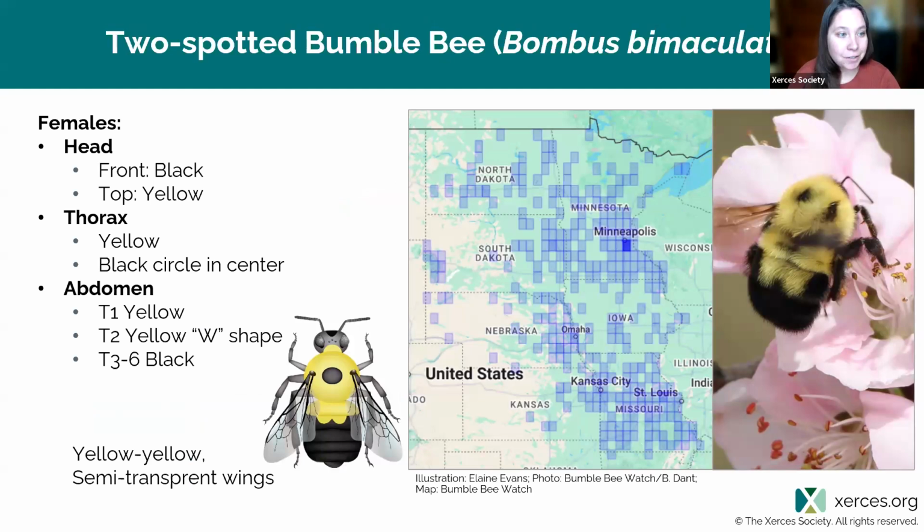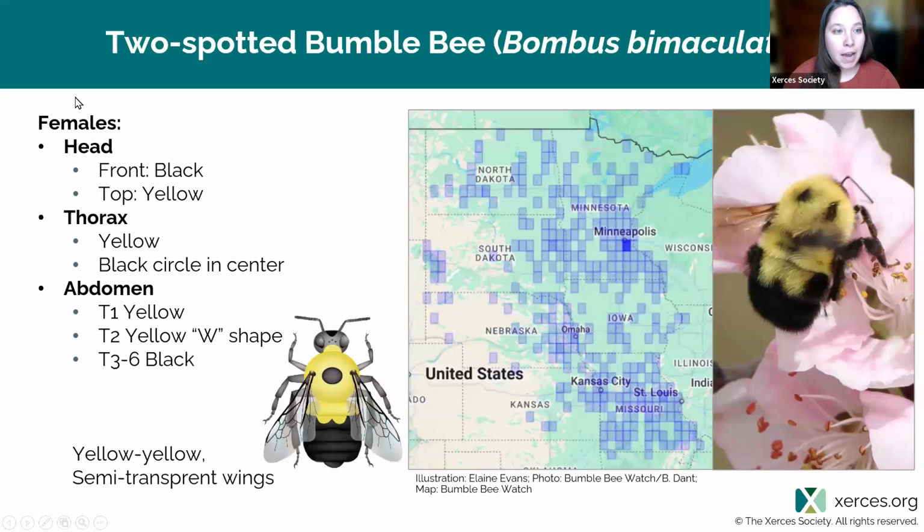All right, moving on to our next species on the docket, the two-spotted bumblebee, Bombus bimaculatus. This is another really widespread species that you'll find across much of the Midwest. This species gets its name because of this two-spot pattern on its abdomen, on T2. You can also think of this as being sort of a W shape.